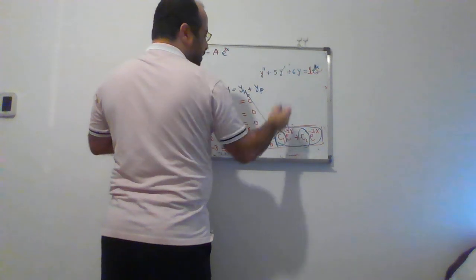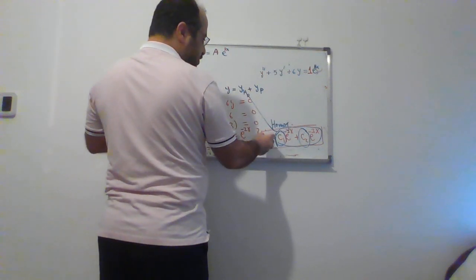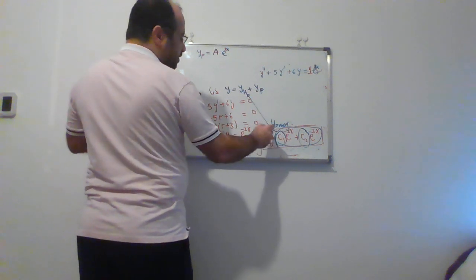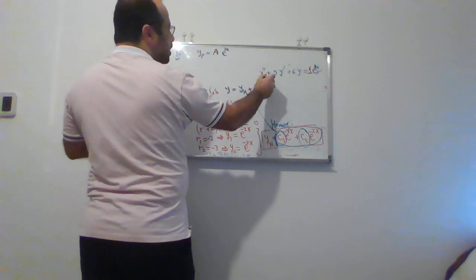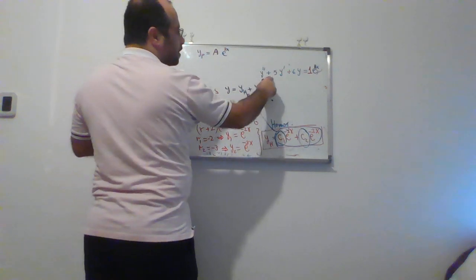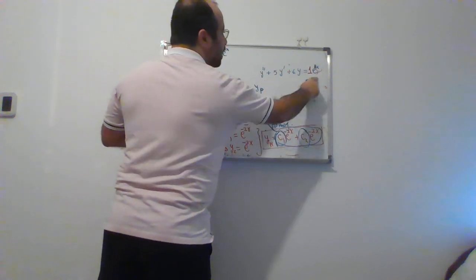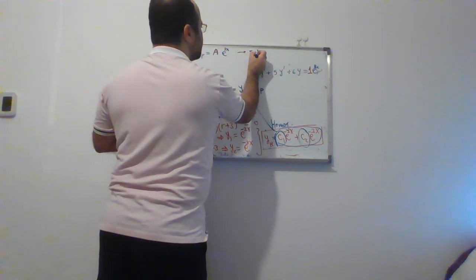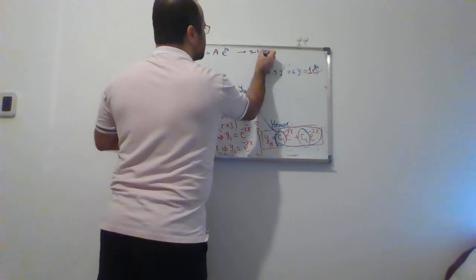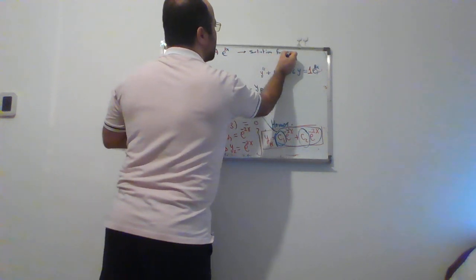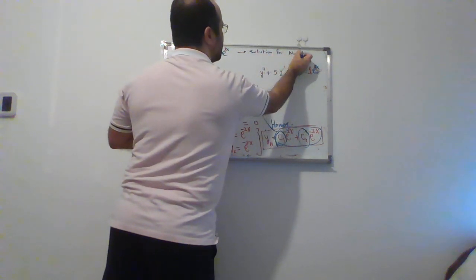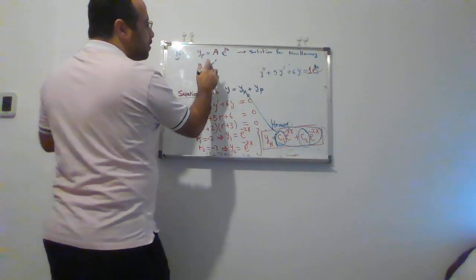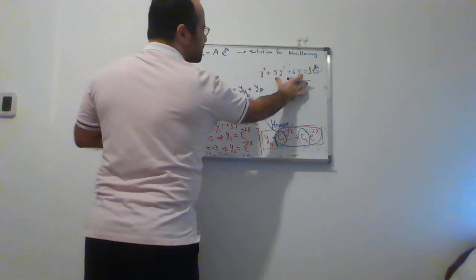Y particular is not like y homogeneous. Y homogeneous, if you plug it in the homogeneous part, then you will get 0. But y particular, if you plug y particular in the non-homogeneous part, so this is a solution for non-homogeneous, yeah, non-homo. Now let me go and plug it inside that equation.